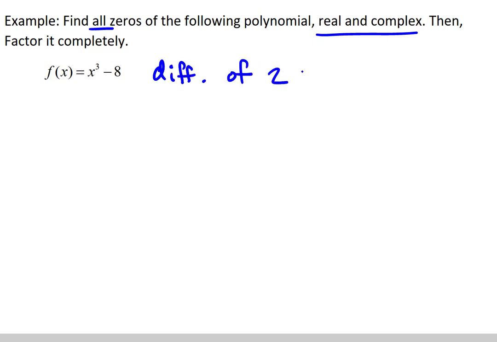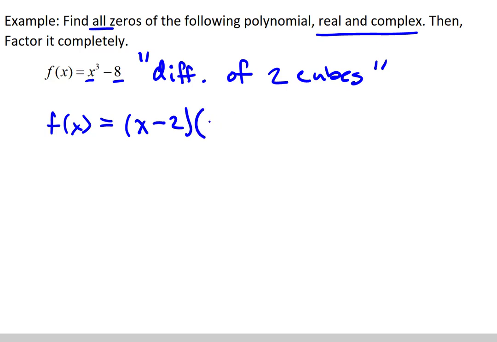Difference of two cubes, which means, as you may recall, there's a formula that would help us factor this polynomial. So let's go ahead and apply the formula. If f of x equals x cubed minus 8, then remember the first term is really like an x being cubed, and the second term is really a 2 being cubed. And the formula for factoring a difference of cubes would state that we say it in the following way: x minus 2 times x squared plus 2x plus 4.